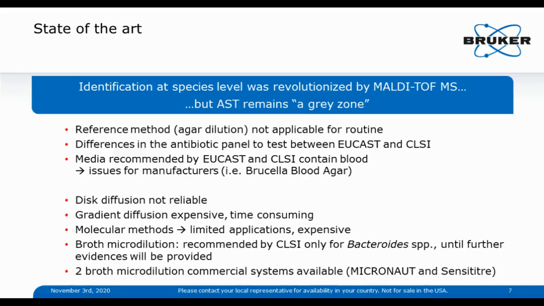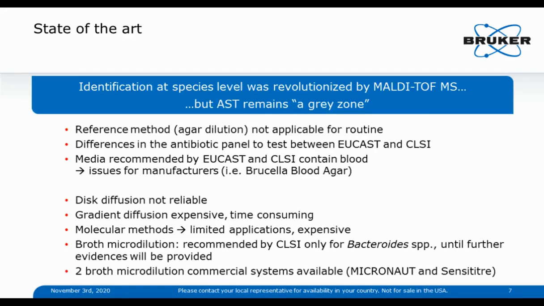Disk diffusion, which is largely used for other fastidious bacteria, was shown not to be reliable for anaerobes. The most commonly used method is gradient diffusion test, but it is anyhow expensive and time-consuming. On the other side, molecular methods, beyond being expensive, have very limited applications for anaerobes.